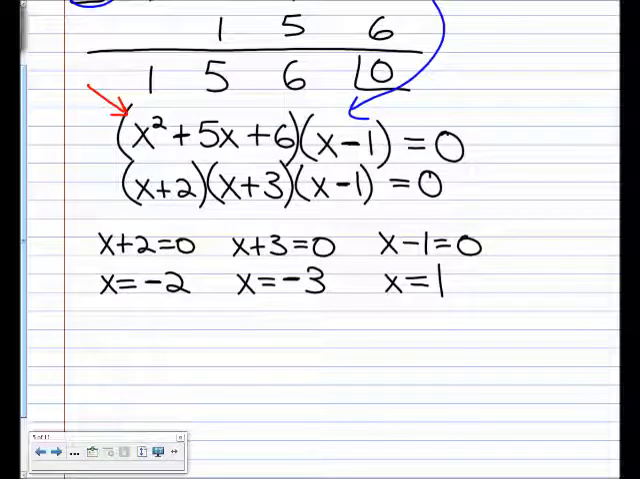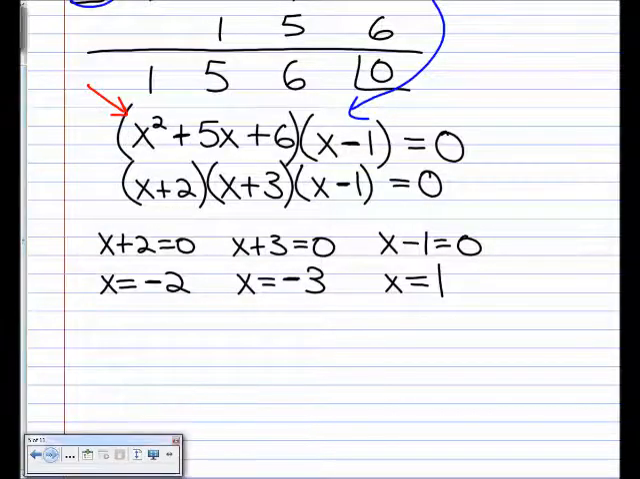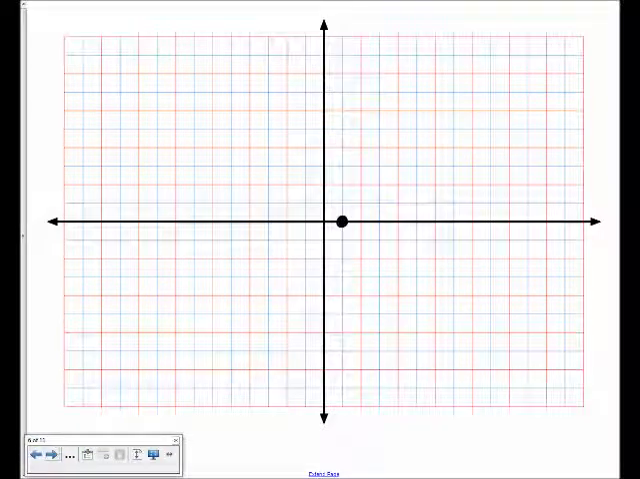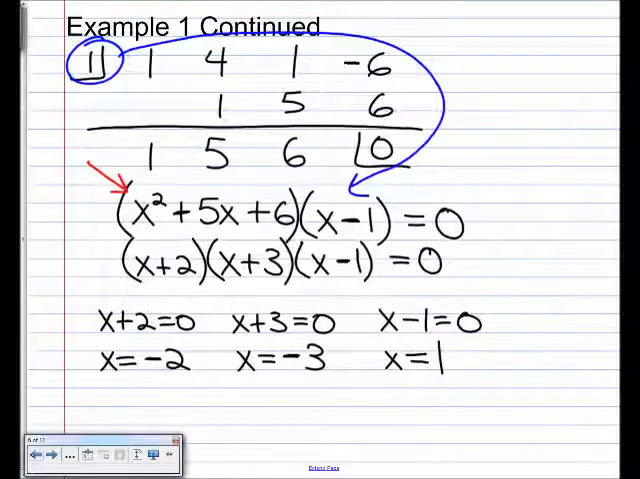But because we are now looking at the graphs of these, the curves, we want to make sure that we move into the graphing. So I went ahead and put a coordinate grid on the next slide. So I'm going to plot these 3 roots. So we had positive 1. Remember, these are all x-intercepts.